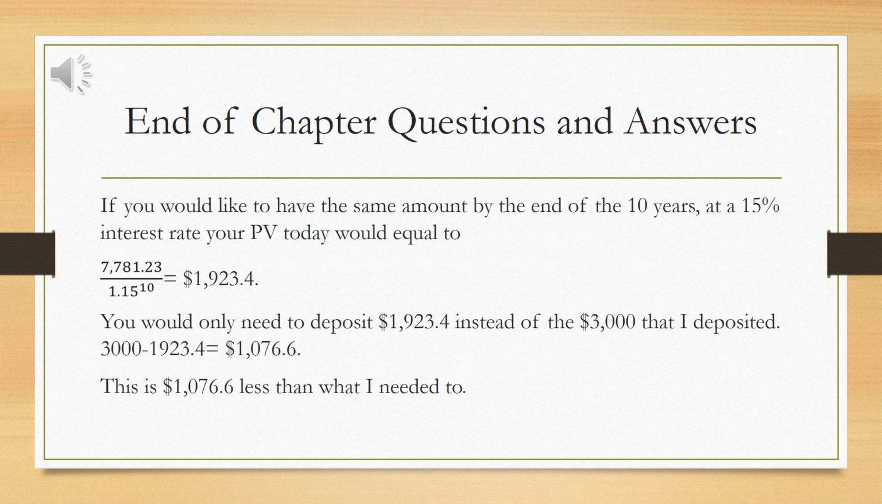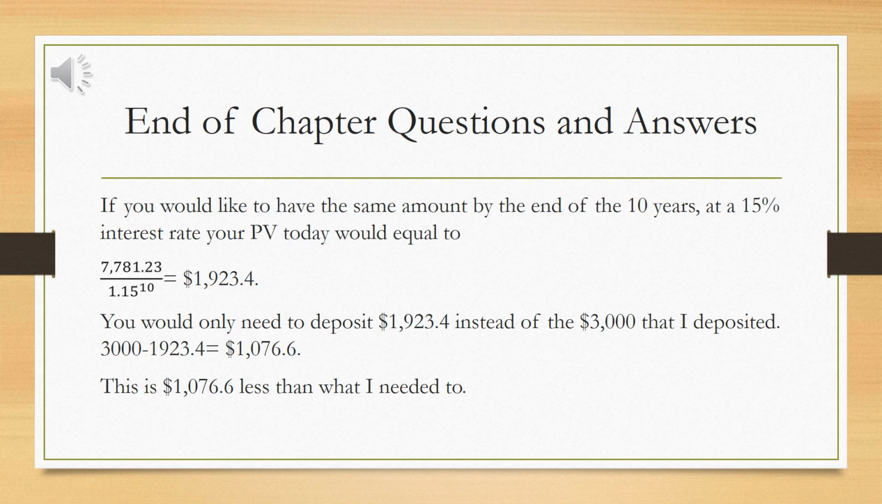If you would like to have the same amount by the end of the 10 years at a 15% interest rate, your present value today would equal 7,781.23 over (1 plus 0.15) to the power 10, which is 1,923.4. Thus, you would only need to deposit $1,923.4 instead of the $3,000 that I deposited.